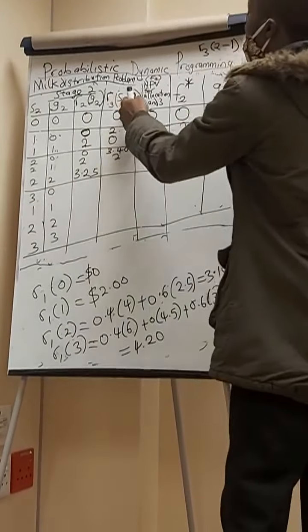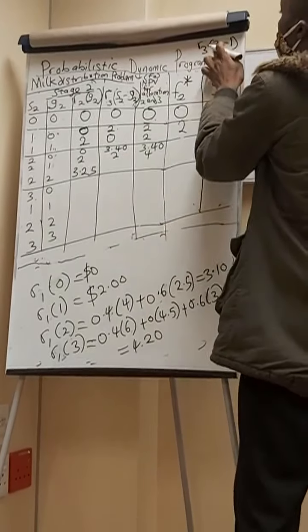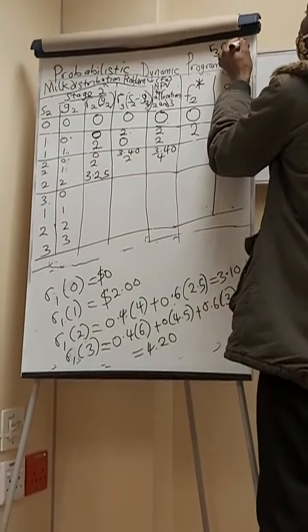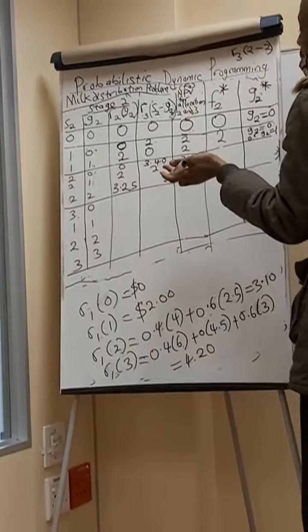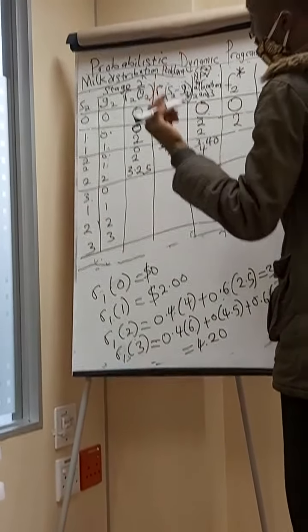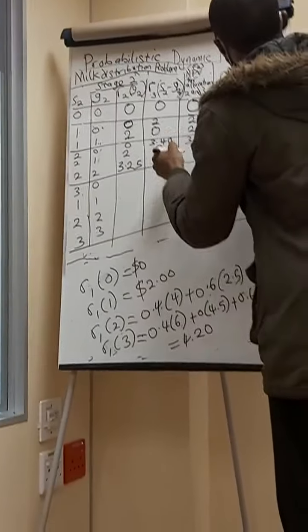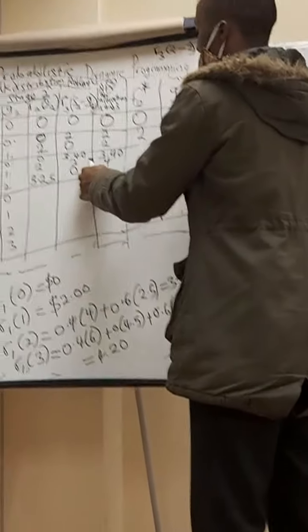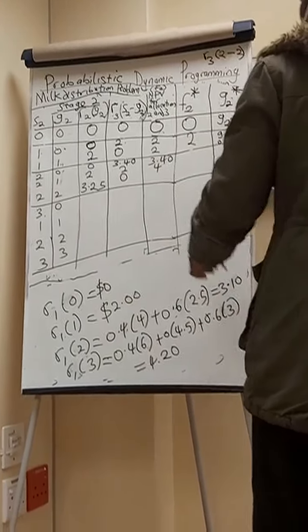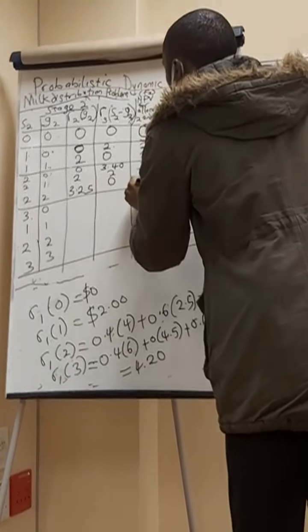Then what is our R3 of S2 minus G2? So you have 2 available, then you allocate 2. So you have R3 of 2 minus 2, which is R3 of 0. You remember from stage 1 completion, which is store 3, R3 of 0 was what? 0. So you have 3.25 plus 0, which will give you 3.25.